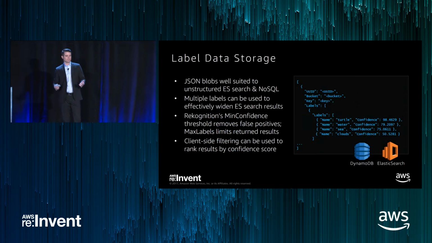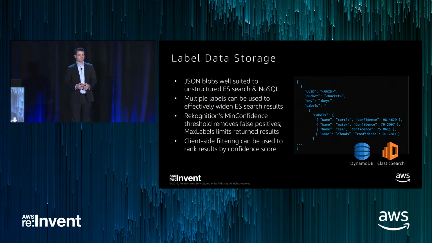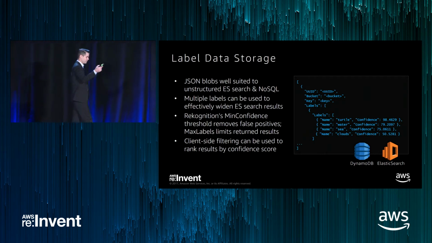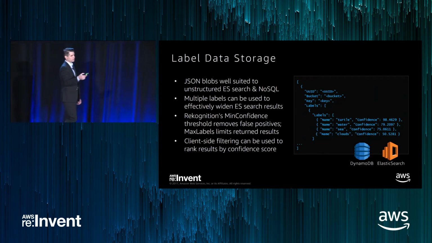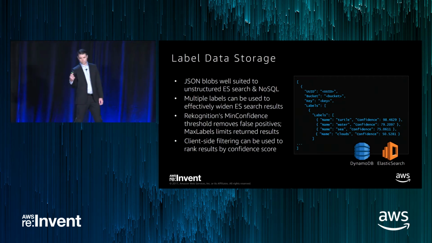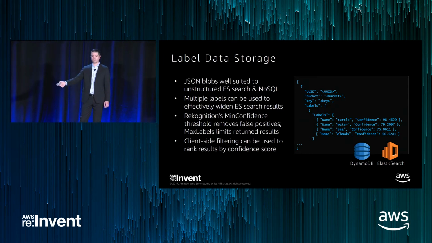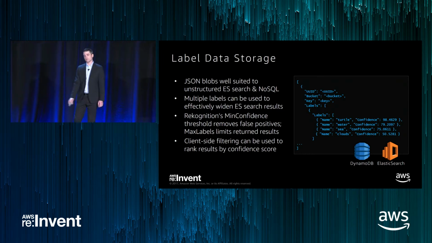Looking at the storage of the labels that come back after we've received them from recognition. So this is an example of what we would store in DynamoDB and Elasticsearch. You can see that at the top of this JSON blob, we have the UID listed there, so we know what the asset is that we're talking about, along with the confidence labels.